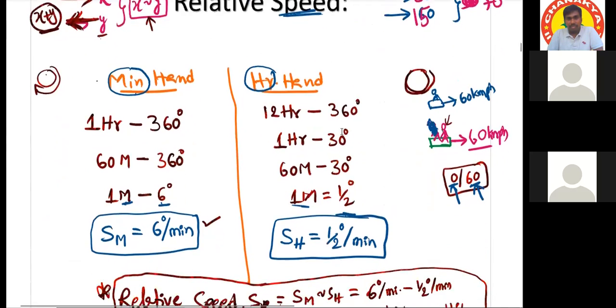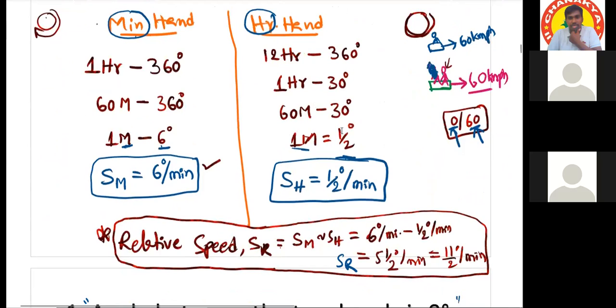What is the speed of the hour hand? Half a degree per minute. The speed of the minute hand is 6 degrees per minute. So we don't need to consider these two speeds while solving questions, but we'll consider another speed. What is that speed?